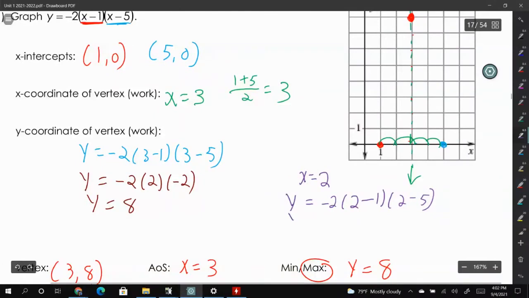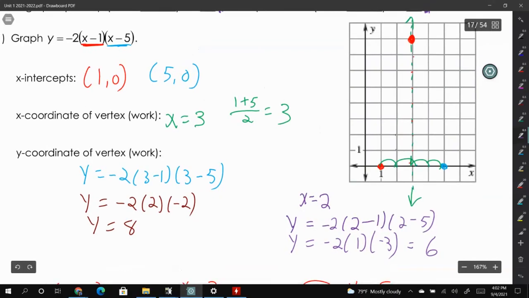Okay, so let me fix that. y equals negative 2 times 2 minus 1 is 1. 2 minus 5 is negative 3. So we get positive 6. 1, 2, 3, 4, 5, 6. There we go. And then we can reflect that over the axis of symmetry. So this point is 1 unit away from the axis of symmetry. We can go 1 unit on the other side, and there would be our point. So then here is our parabola.